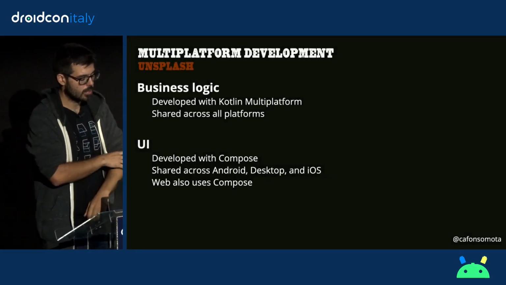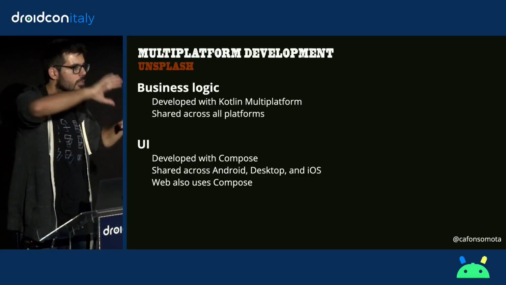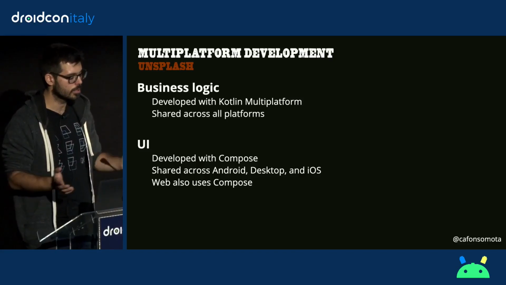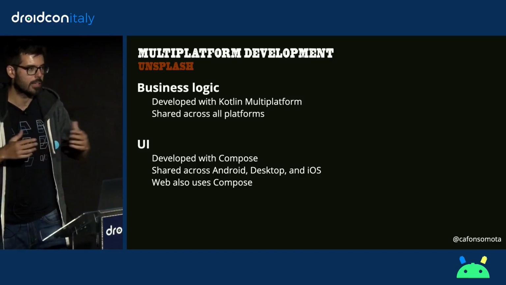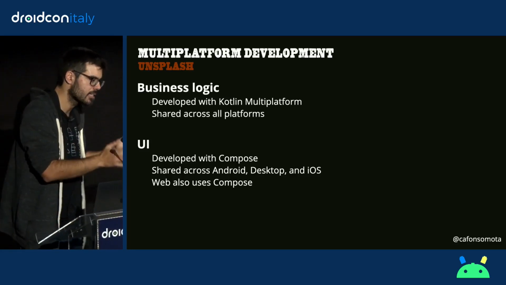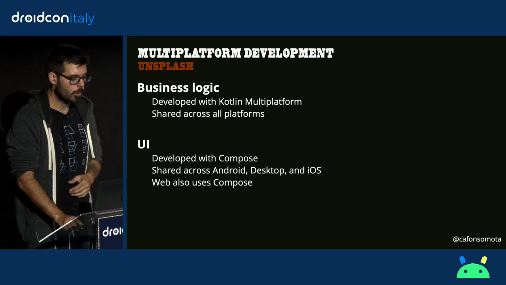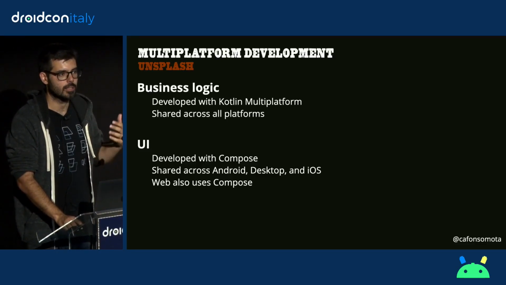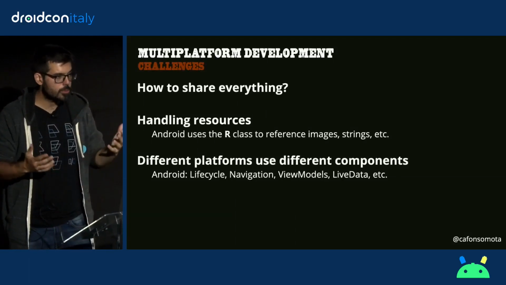So how can we do this? We've shared all the business logic, so the business logic is shared across all the platforms. There are no issues here. For the UI, it's developed in Compose and shared with Android, desktop and iOS. So it's the exact same code running on each one of these platforms. Also, web uses Compose, although once again, it's a bit different, as you're going to see. So how to share everything?